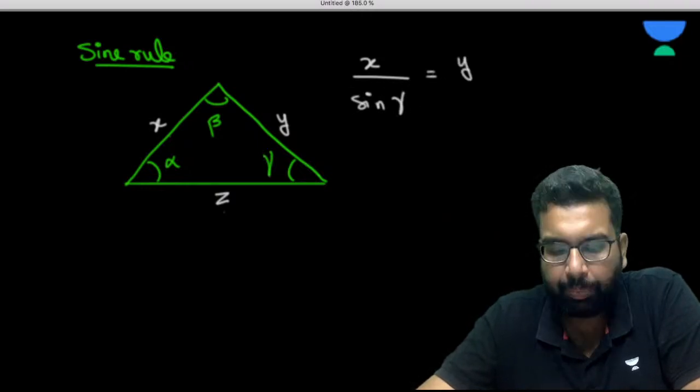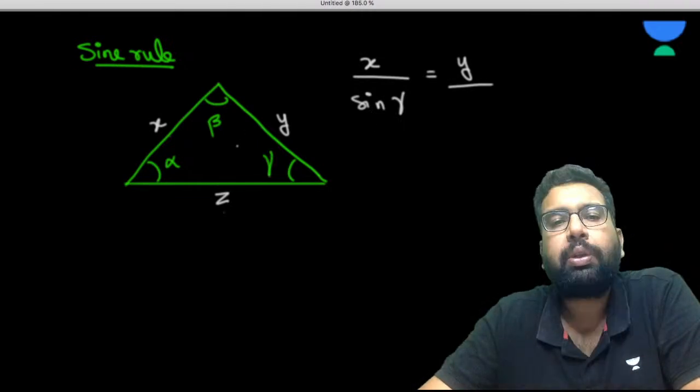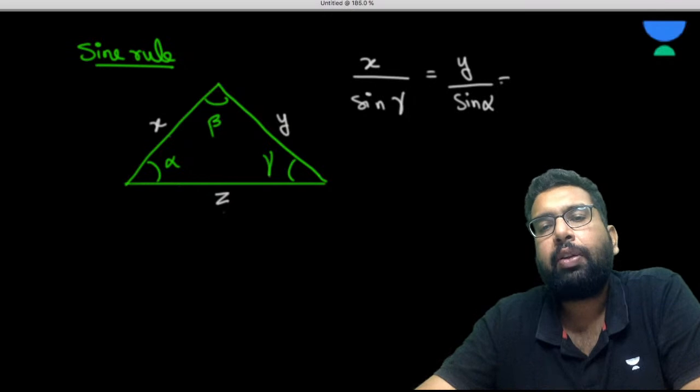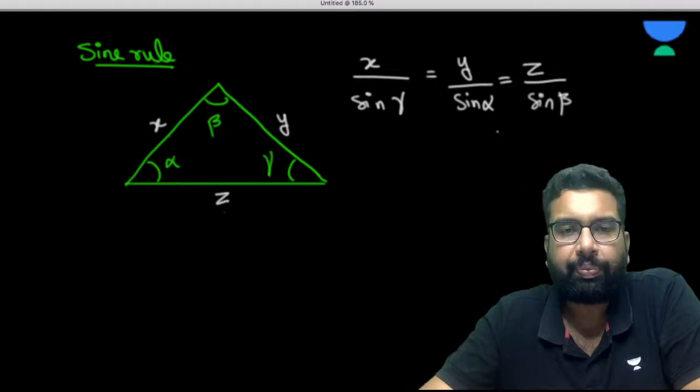Then y. You have picked y. Now what are the remaining two sides? It is x and z. So it will become sine alpha. And then you have picked z. What is the angle opposite to it? Beta. So it will become sine beta.